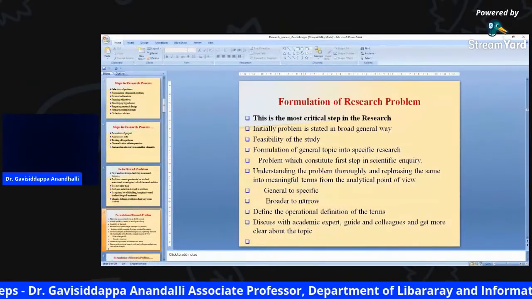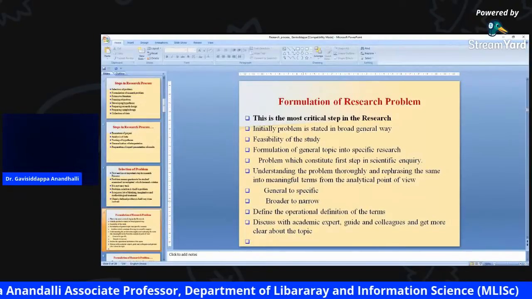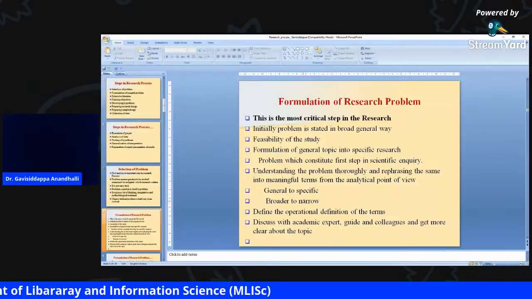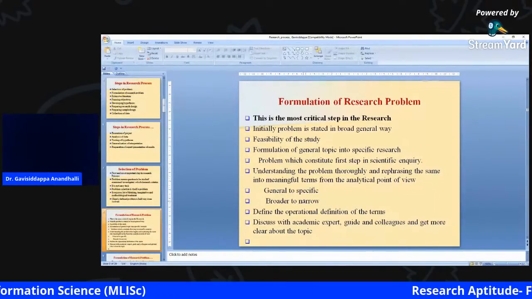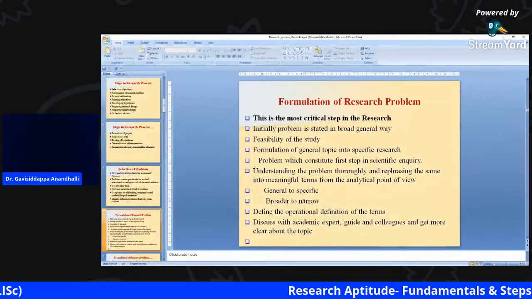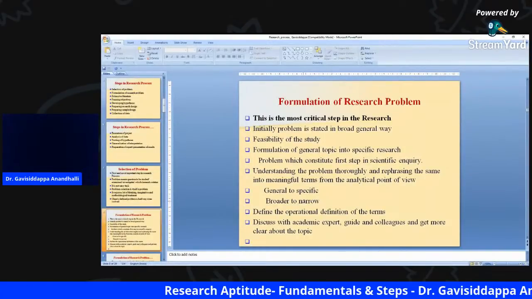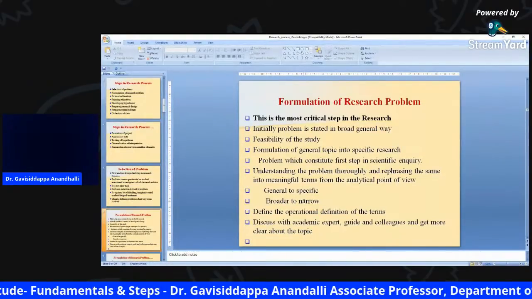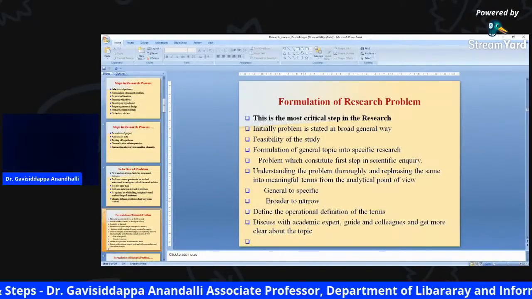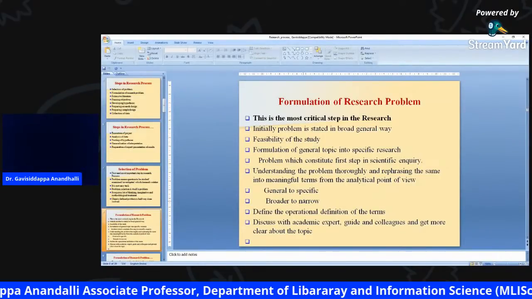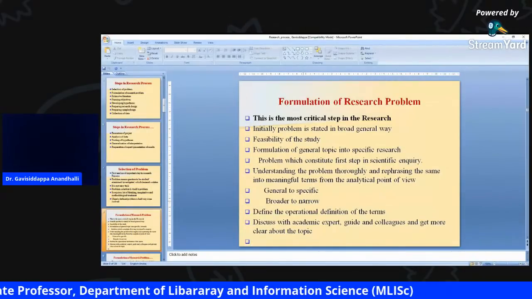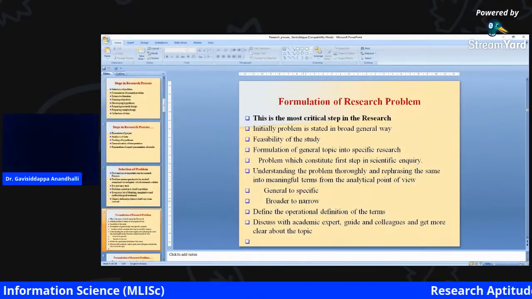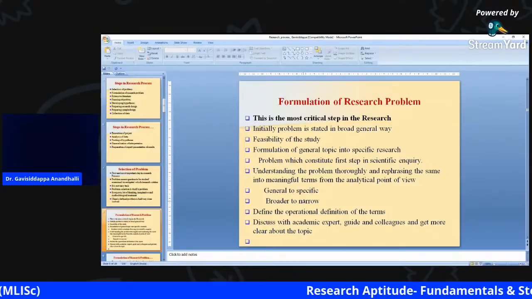For example, if you take job satisfaction, what is job satisfaction? How can you define satisfaction? What is job? What is satisfaction? What is high school teacher? What is high school? What is teacher? What is case study? Every term which is used in the research topic has to be defined in the context of your research topic only. So you have to do it. If the users understand the topic in that context, they are able to understand it and discuss it with academic experts, guides and colleagues to get more clarity about the topic.